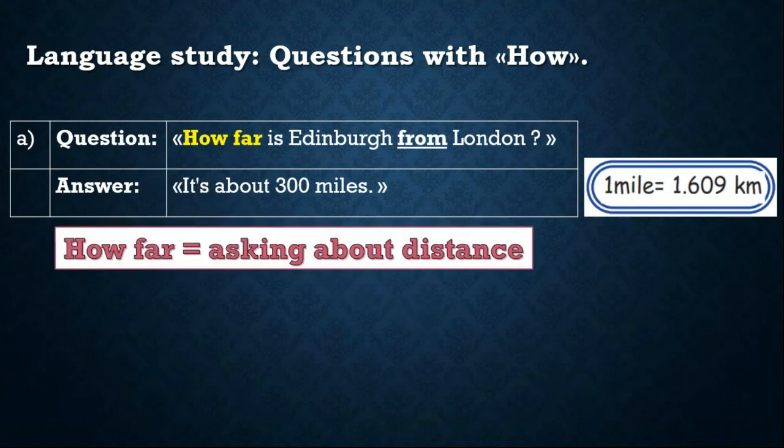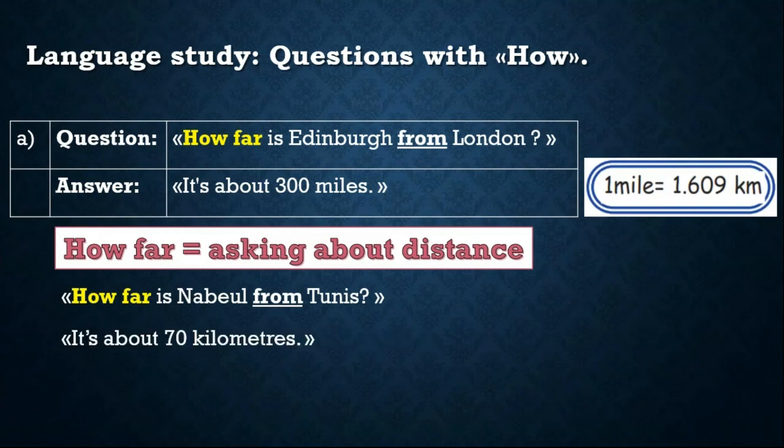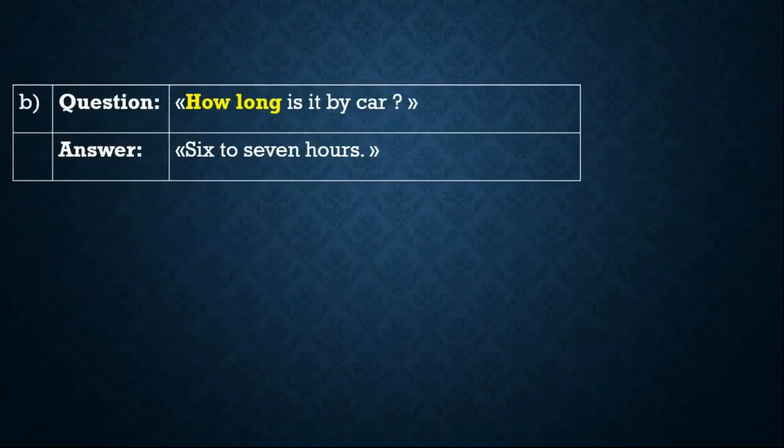Asking about distance. Another example. Distance. How far is Naples from Tunis? About 67 kilometers. We say it's about 70 kilometers. How far is it by car? 6 to 7 hours. So how long is used to ask about what?